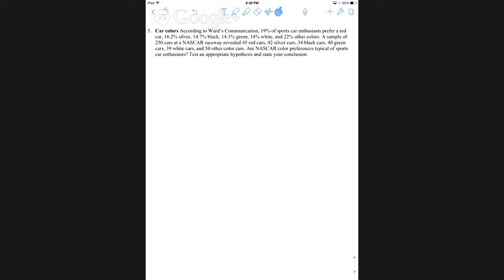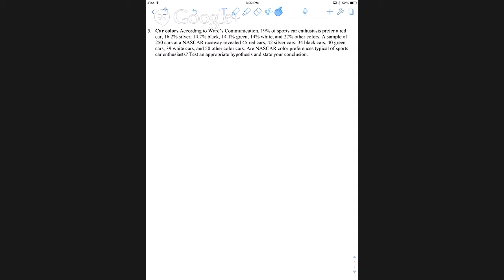Okay, so let's go through this last one. According to Ward's communication, 90% of sports car enthusiasts prefer a red car. How fitting, we had a car show today at school. 16.2% silver, 14.7% black, 14.1% green, 14% white, 22% other. So that's what we expect, right? A sample of 250 cars in a NASCAR raceway revealed 45 red cars, 42 silver cars, 34 black cars, 40 green cars, 39 white cars, and 50 other color cars. Are NASCAR color preferences typical of sports enthusiasts? Test an appropriate hypothesis and state your conclusion.